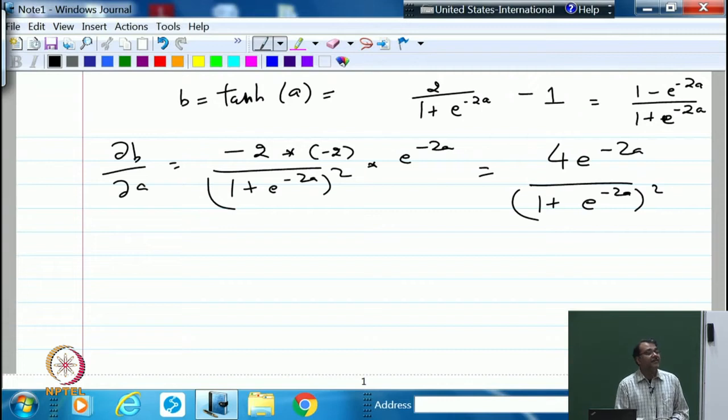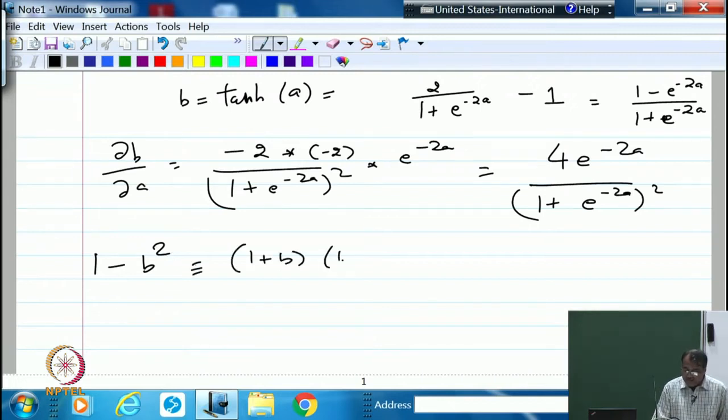This is a complicated formula. So the book, the slide also says that this is nothing but 1 minus b square. So let us check. Okay, what is 1 minus b square? If it is 1 minus b square, it should be the same as 1 plus b into 1 minus b. And what is b here? Let us use the second definition of b, it will make our life easier.